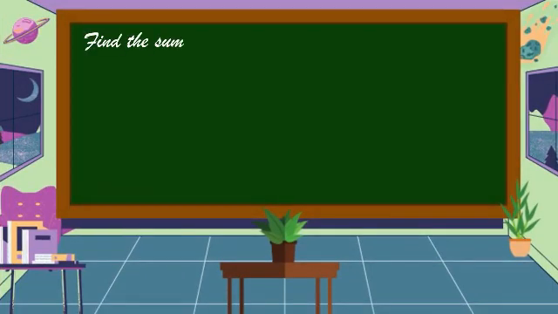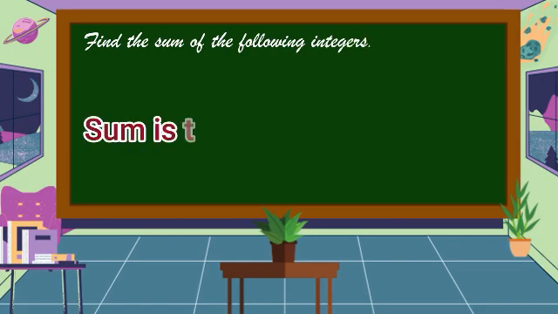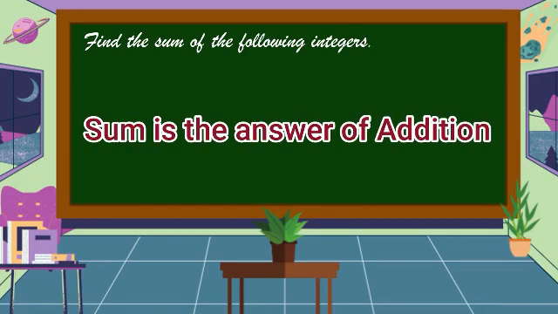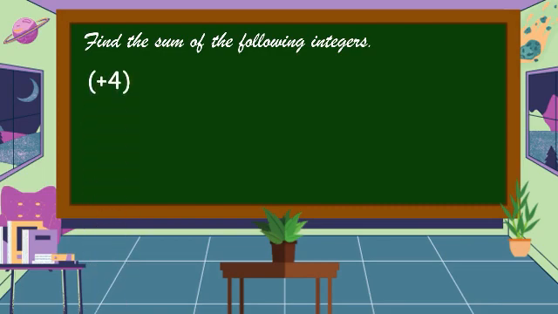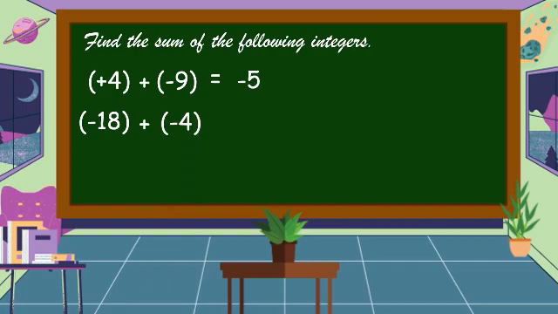Now, let's try to answer the following. Find the sum of the following integers. When we say sum, it is the answer of addition. So, positive 4 plus negative 9 is equivalent to? Very good, that is negative 5. Another, negative 18 plus negative 4. What is your answer? Very well. That is negative 22.